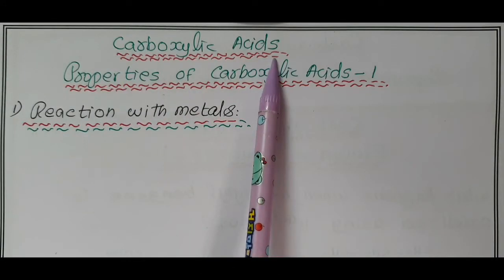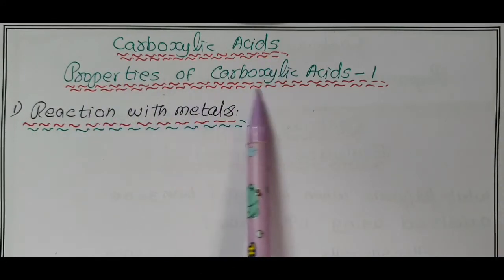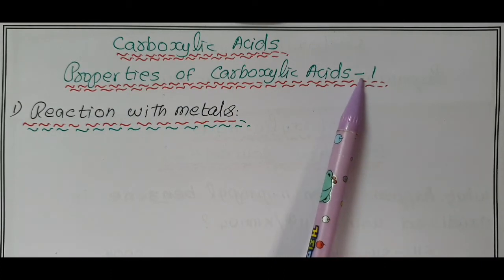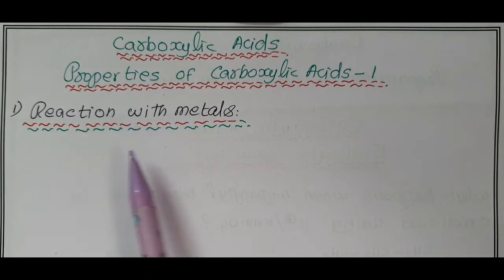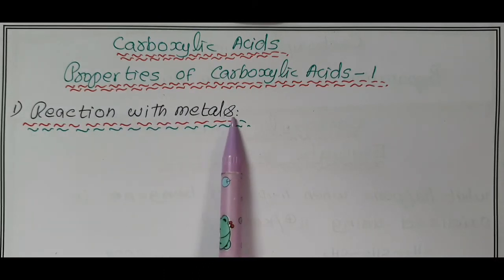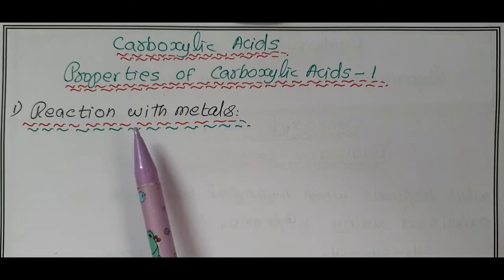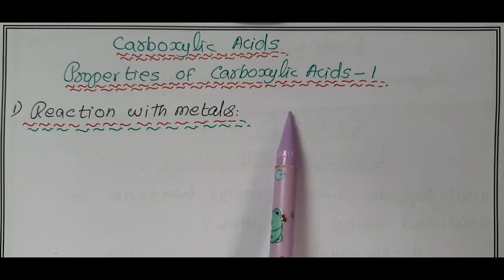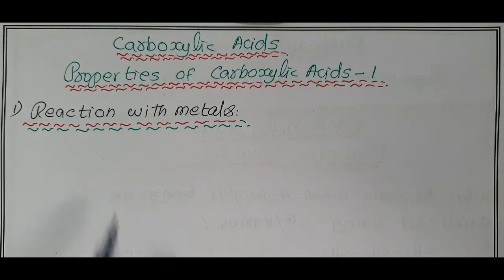Good morning all of you. Properties of carboxylic acid 1 we are going to discuss. In these reactions, what we are going to discuss in this video, all the reactions involving the cleavage of the carbon-OH bond from carboxylic acid. And the first reaction is reaction with metal.